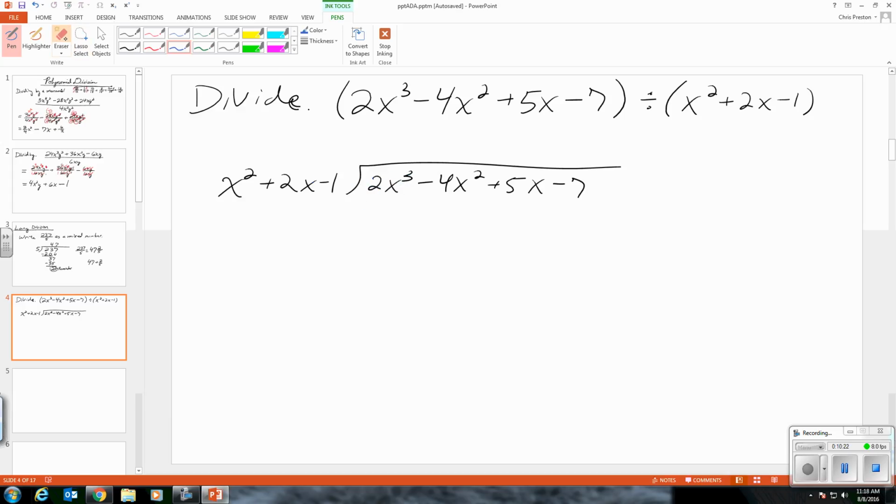Oh, I don't know where that came from. Okay, so I'm going to ask myself, what do I multiply x squared by to get 2x to the third?